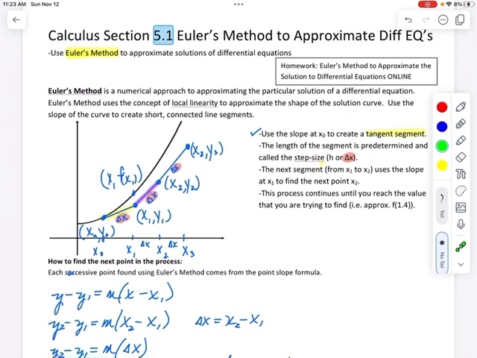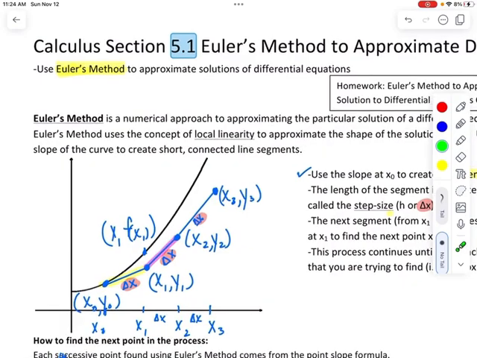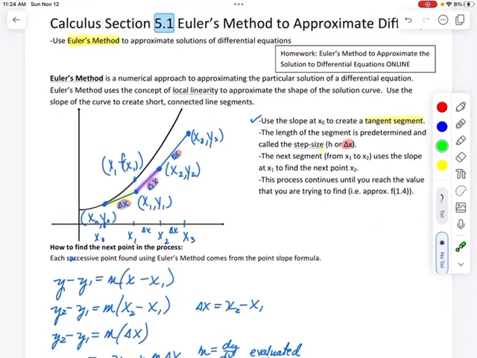And we're going to use Euler's method to approximate solutions to differential equations. Now, remember, you have the derivative. Euler's method is a numerical approach to approximating the particular solution of a differential equation. It uses the concept of local linearity to say that the function behaves rather like the tangent lines at a particular location. We're going to use that to approximate the shape of a solution curve. We're going to use the slope of the curve to create short connected line segments that simulate what the graph would look like.